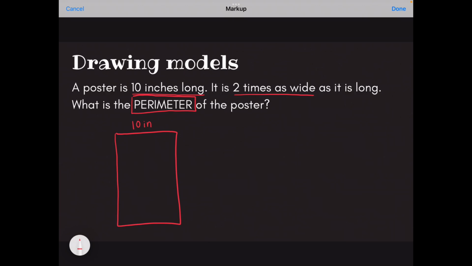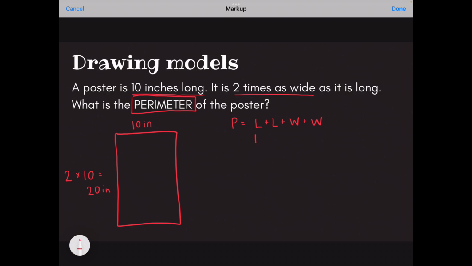And then the clue that it gives me about the width is that it is 2 times as wide as it is long. So I'm going to do 2 times the length, which we know is 10, to get me the width, which is 20 inches wide. The question that's being asked, though, is what is the perimeter? So using my formula of length plus width, or you can do the length plus width times 2 formula, we can now easily and quickly answer this question.